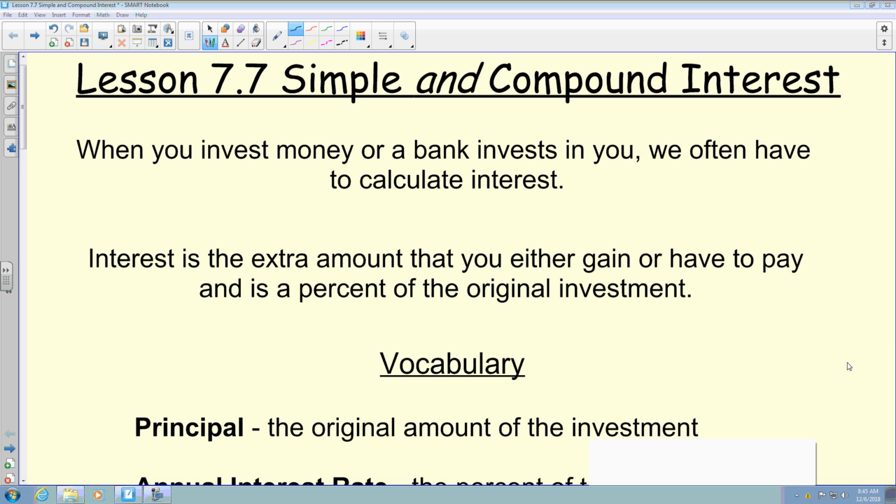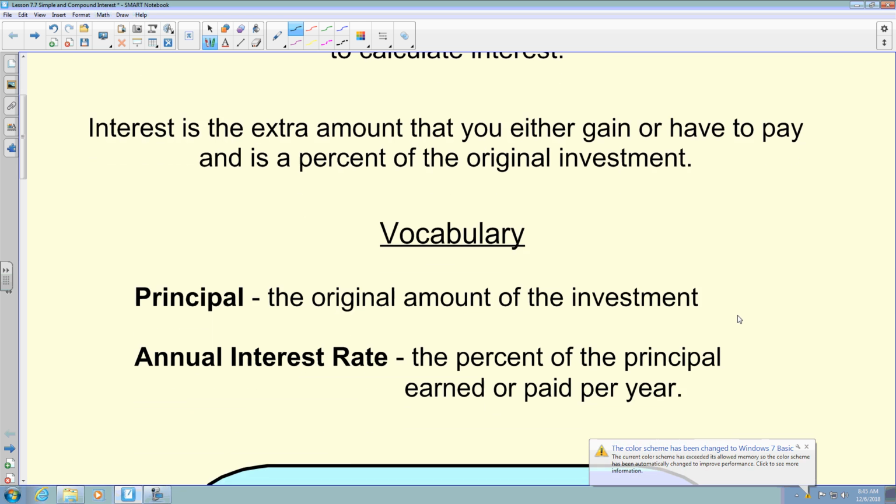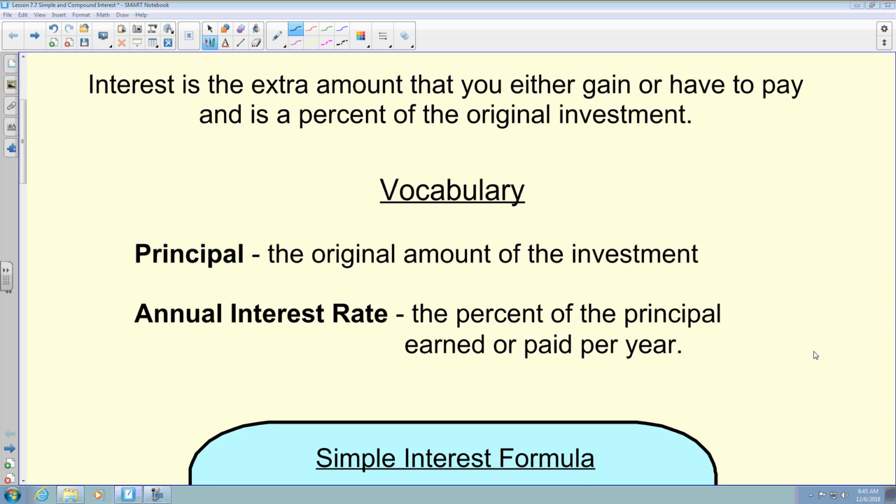So, some of the vocab terms that we take a look at are going to help us figure out, first off, what kind of interest it happens to be, whether it's simple or compound, and what you have to look for when you are trying to solve these problems. So, first off, looking at the first term here is the principal. The principal is the original amount that you invested.